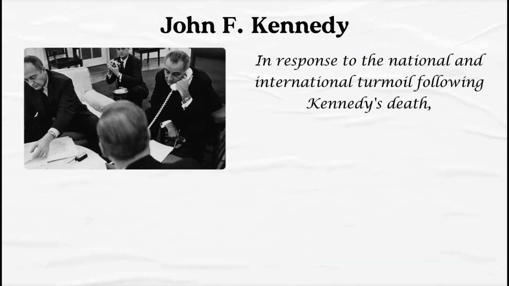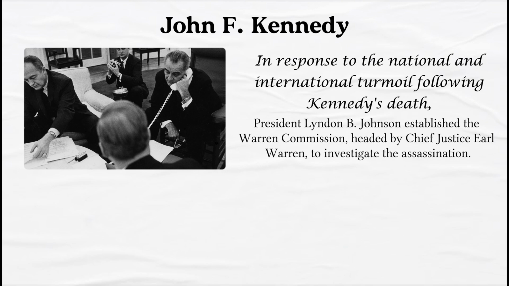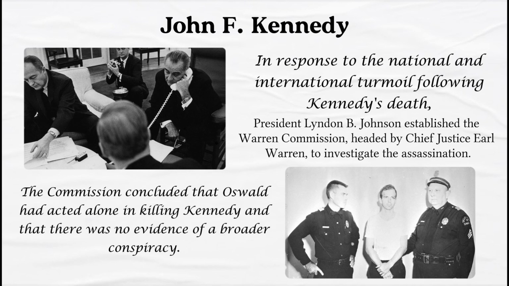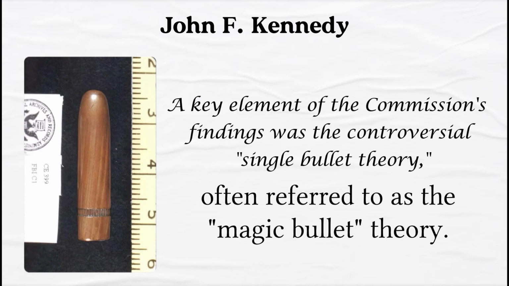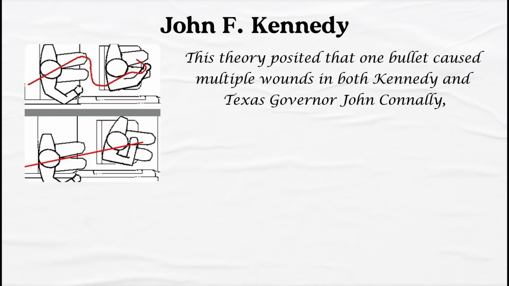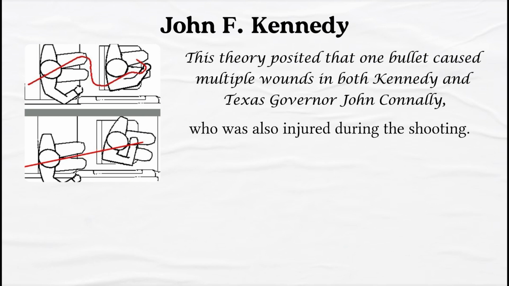In response to the national and international turmoil following Kennedy's death, President Lyndon B. Johnson established the Warren Commission, headed by Chief Justice Earl Warren, to investigate the assassination. The commission concluded that Oswald had acted alone in killing Kennedy and that there was no evidence of a broader conspiracy. A key element of the commission's findings was the controversial single bullet theory, often referred to as the magic bullet theory. This theory posited that one bullet caused multiple wounds in both Kennedy and Texas Governor John Connally, who was also injured during the shooting.